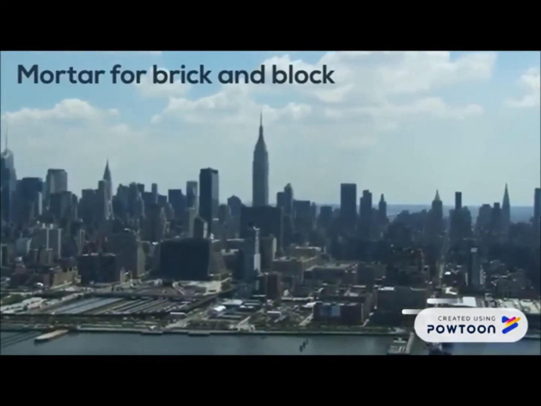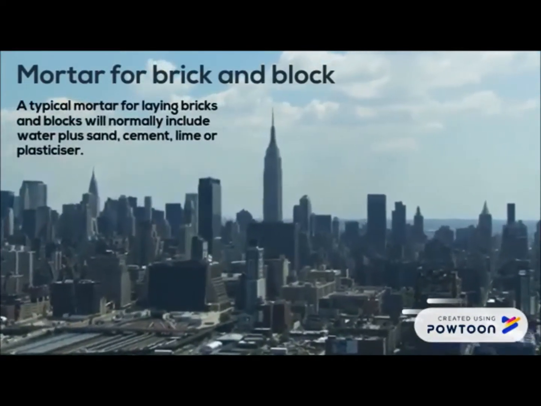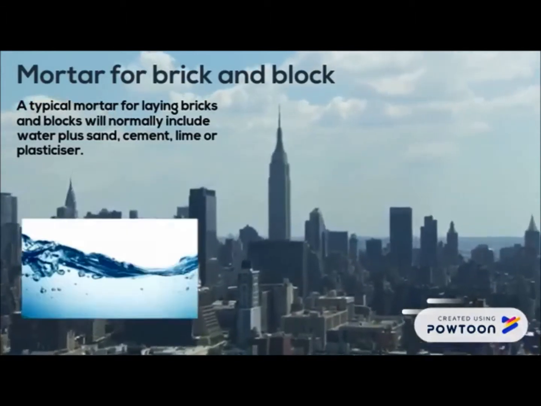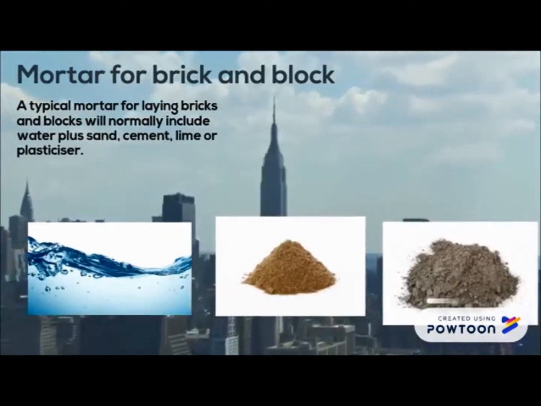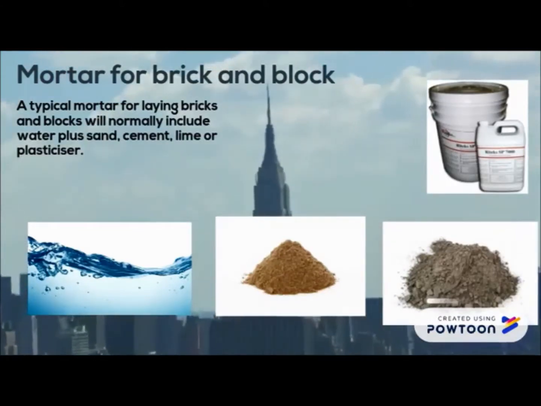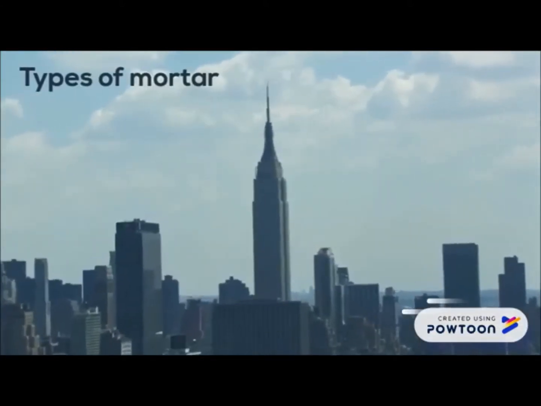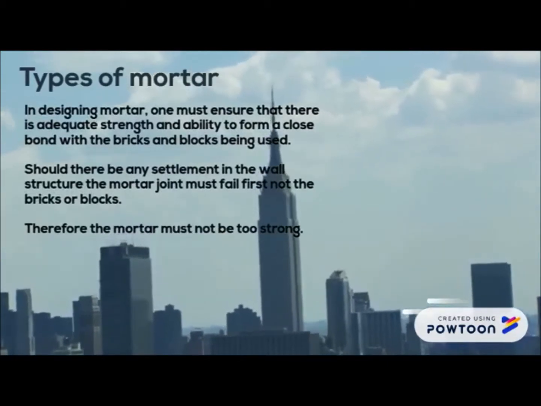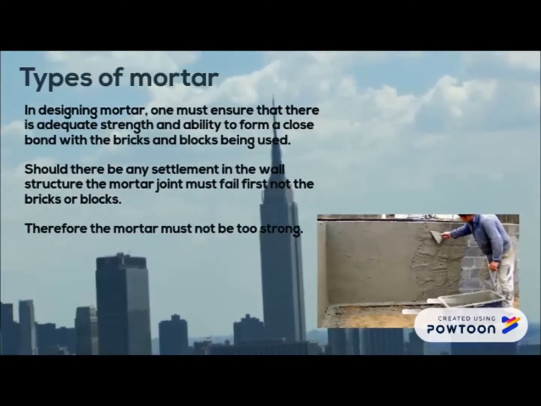Mortar for brick and blocks. A typical mortar for laying bricks and blocks will normally include water plus sand, cement, lime, or plasticizer. Types of mortar. In designing mortar, one must ensure that there is adequate strength and ability to form a close bond with the bricks and blocks being used. Should there be any settlement in the wall structure, the mortar joint must fail first, not the bricks or blocks. Therefore, the mortar must not be too strong.